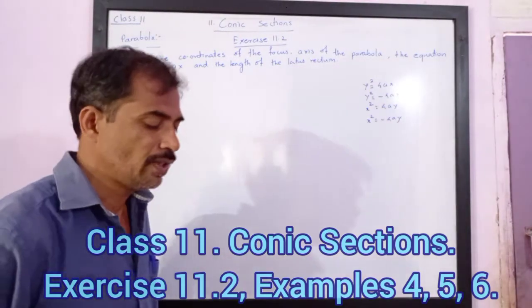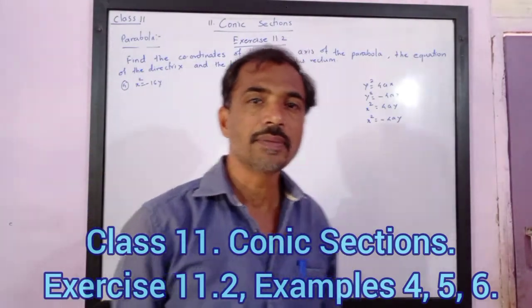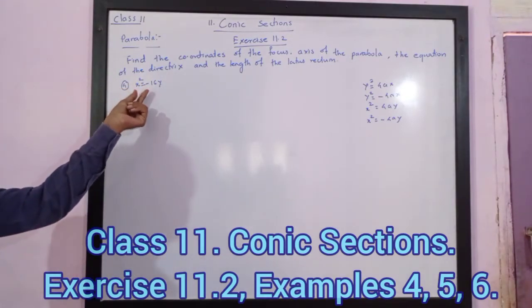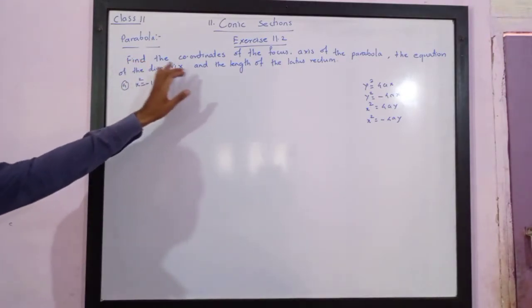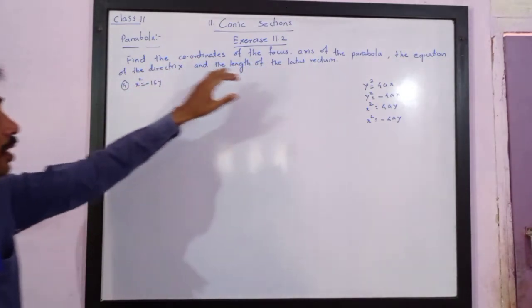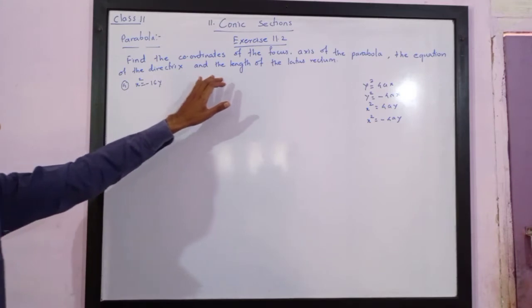Dear friends, we are trying to understand parabola with the help of certain examples. Fourth example is x square is equal to minus 16y. Find the coordinate of the focus. We are asked to find the focus, axis of parabola, the equation of directrix, and the length of the latus rectum.